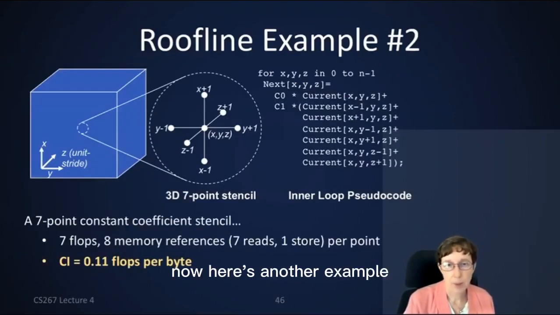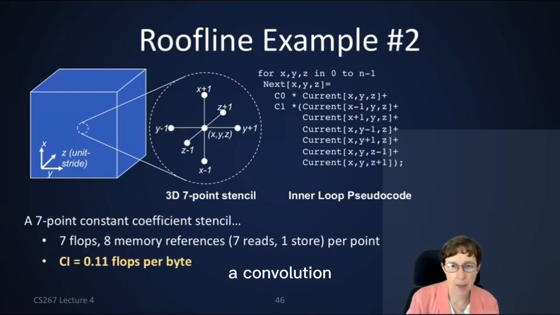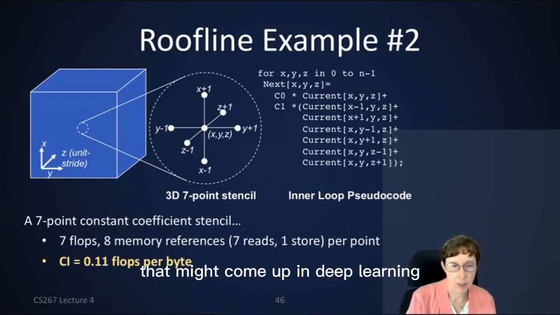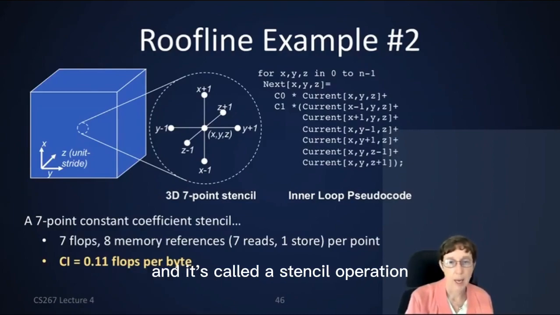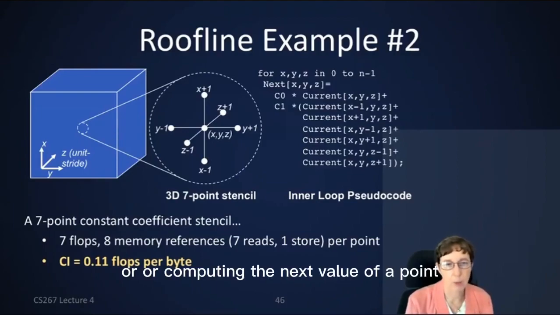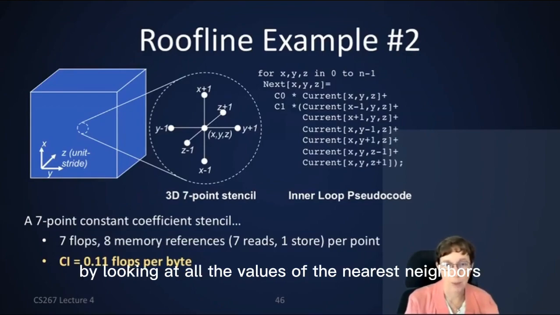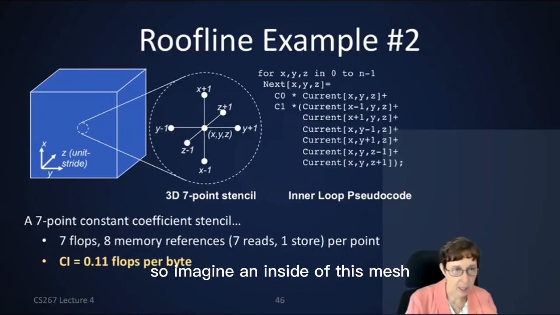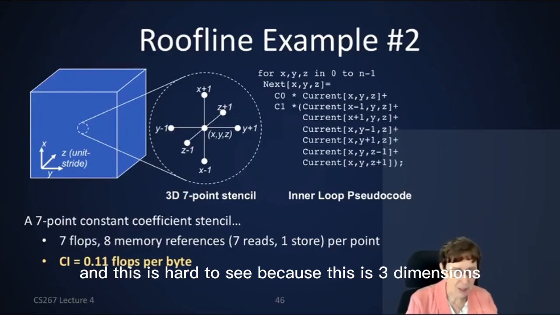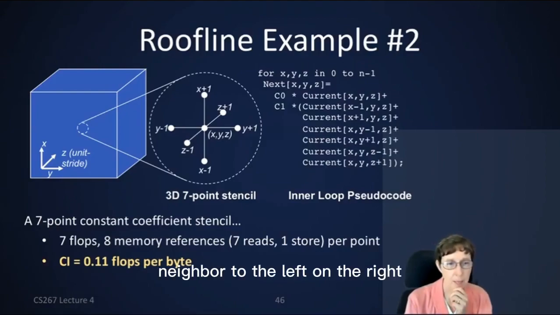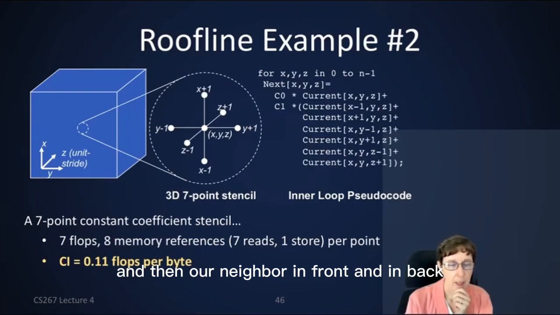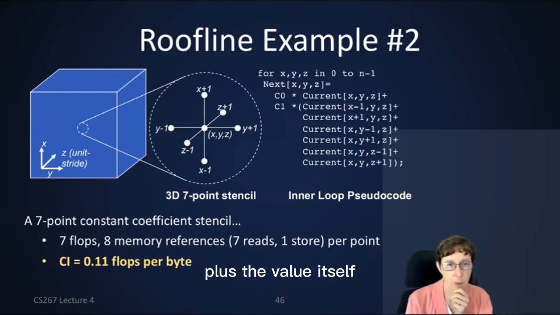Now, here's another example, and this looks a little bit like a convolution that might come up in deep learning, except this is being done in 3 dimensions, and it's called a stencil operation. All it's doing is really averaging, or computing the next value of a point, by looking at all the values of the nearest neighbors in a 3-dimensional mesh. So imagine inside of this mesh, and this is hard to see because this is 3 dimensions, we've got our neighbor to the left and the right, our neighbor up and down, and then our neighbor in front and in back. And so we're taking those 6 values plus the value itself. So it's called a 7-point stencil because of these 7 points.